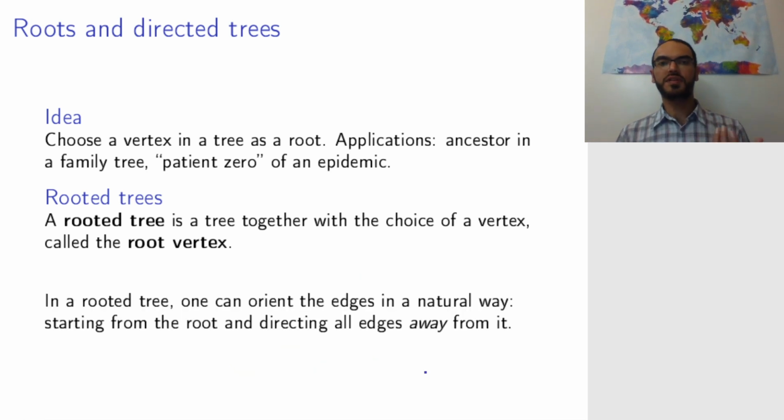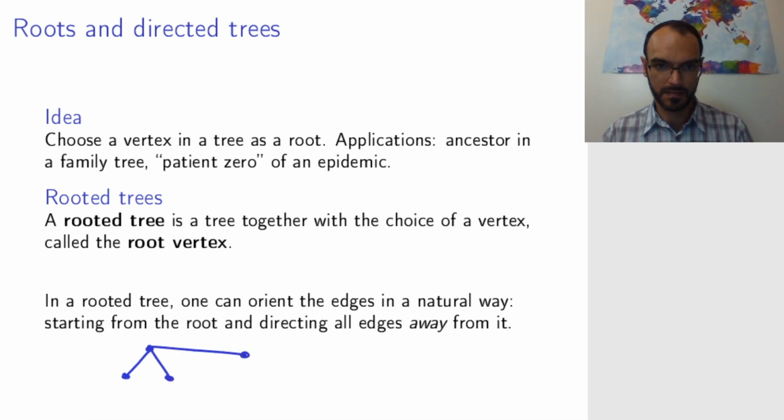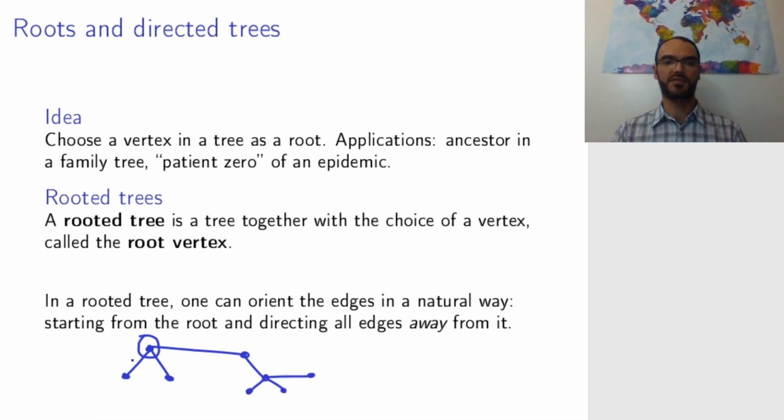And if you have a rooted tree, there is one very natural way to orient the edges. You start from the root and orient the edges away from it. So if we have this tree with this root, circling means I'm choosing this one as a root. So all the edges that are incident to, well, this is a too easy tree. Let's make matters a bit more interesting. So assume this is our tree and this is the root.